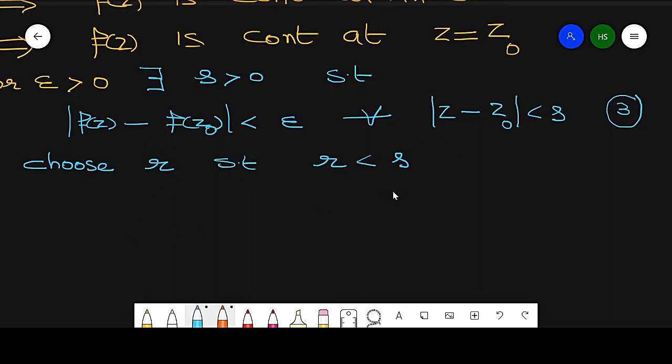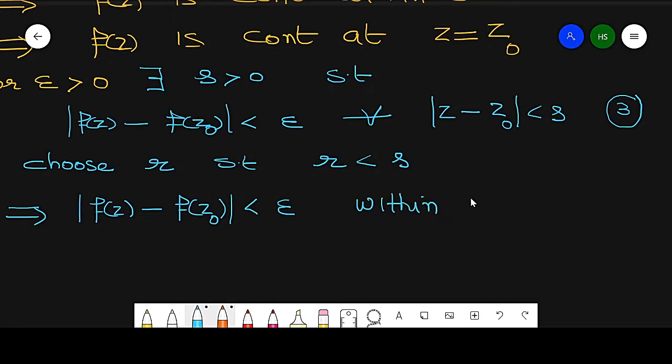So it implies |f(z) - f(z0)| is less than epsilon within gamma, for all elements belonging to gamma. So this condition is satisfied for all elements in gamma. So it is also written as equation number 3. It means when z belongs to gamma, |f(z) - f(z0)| is less than epsilon. So this will be helpful for the first integration.